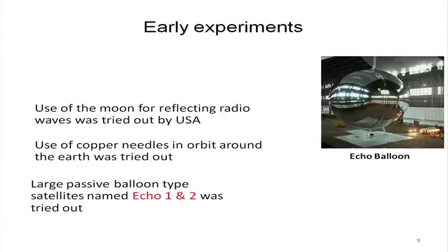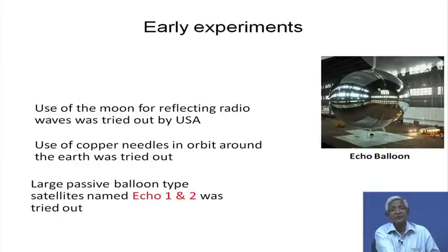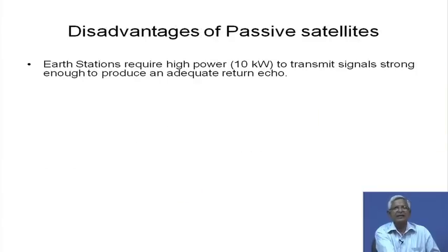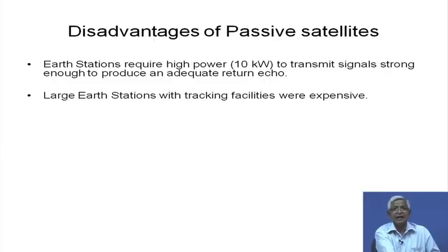People used copper needles in the sky, floating, meaning actually orbiting, and a reflecting surface was created. But that also became very erroneous and bursty in nature, so it was not effective. People tried copper coated balloons. The balloons were named Echo 1 and Echo 2. Two such balloons were launched, and that also was tried, but not very effective. The disadvantage is that very high power is required to transmit from the ground, and then you need large antennas and have to track the facility from where the signal is to be reflected.